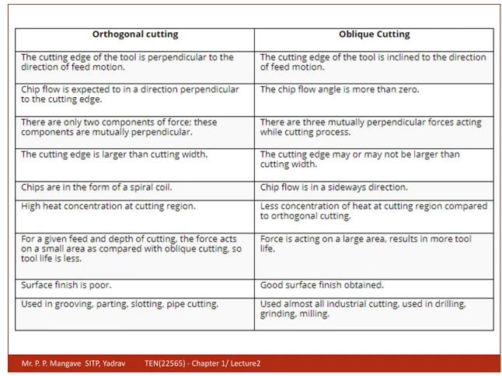Now as compared on surface finish, the surface finish of orthogonal cutting is poor, whereas oblique cutting gives a better surface finish. Now this type of orthogonal cutting can be used for knurling, slotting, parting, cutting, etc. And oblique cutting is mostly used in drilling, grinding, milling and other high speed applications.